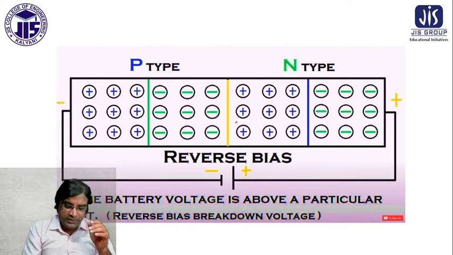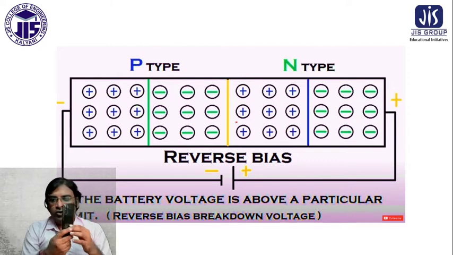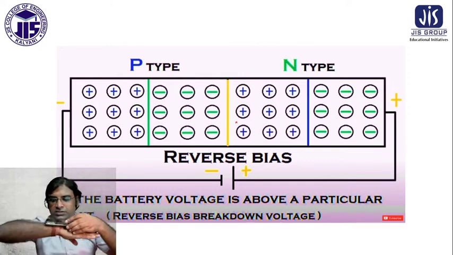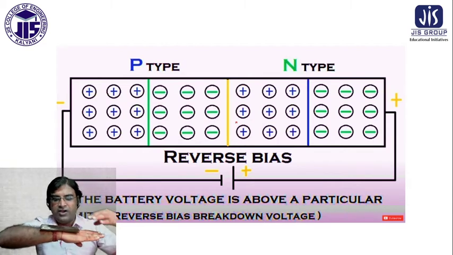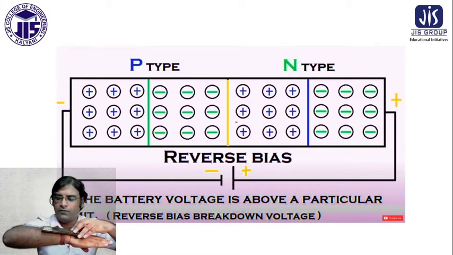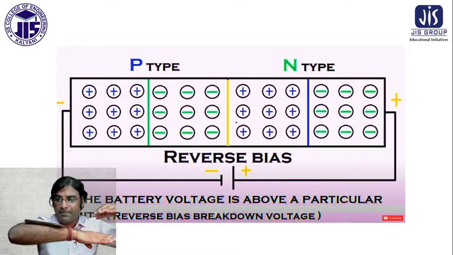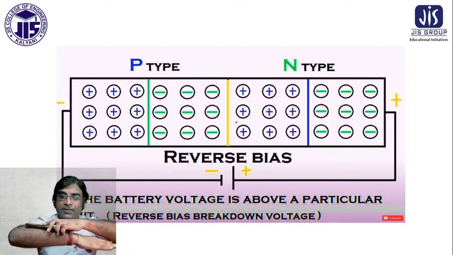What is the meaning of bias? Bias means, suppose there is a mobile in this position and I want to bias it from this position to this side. I apply one force and it moves from this side to this side. That is the bias. That means I am applying a voltage with some direction, and that is called a bias.